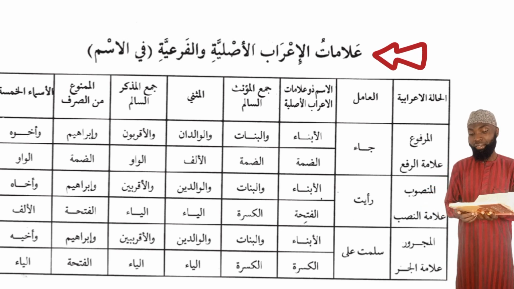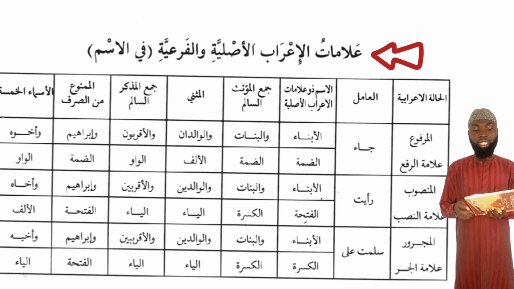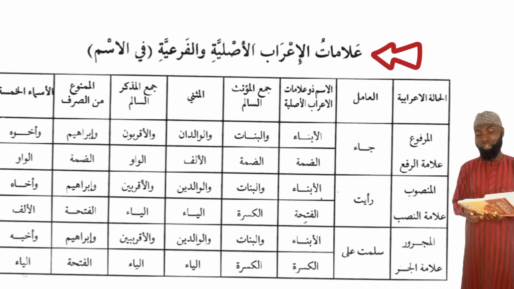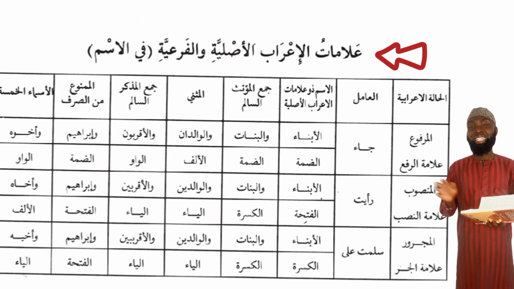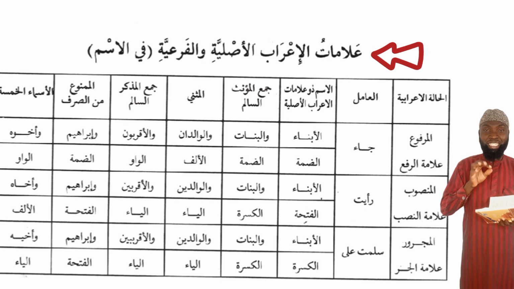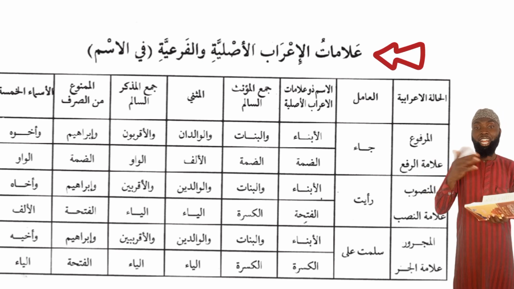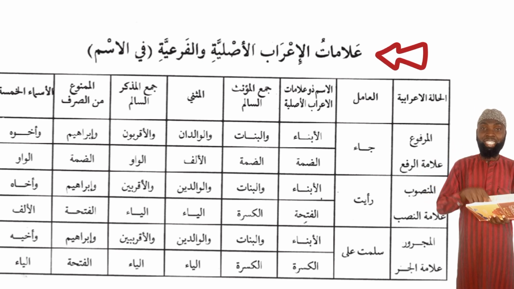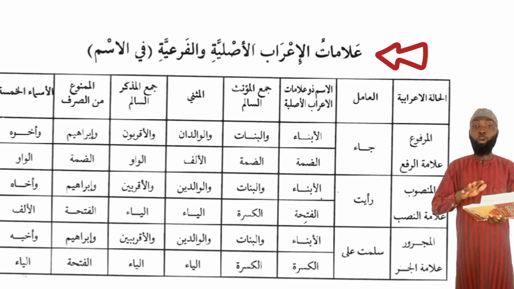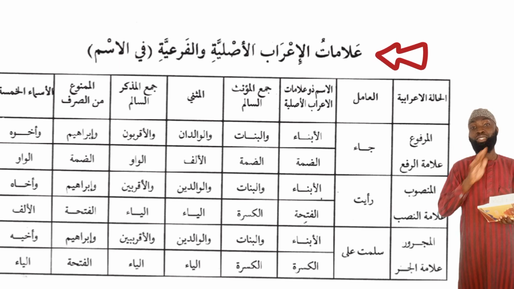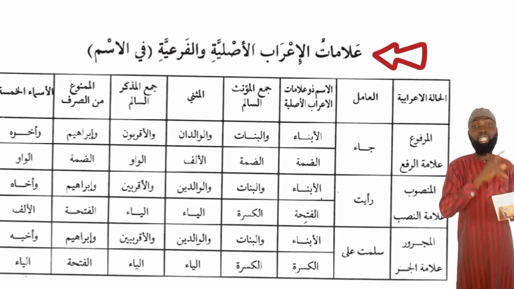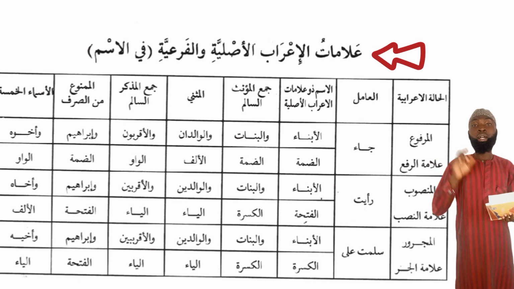You can see the table, it says alamatul i'rab al-asliya wal far'iyya fil ism, the signs of declension, the signs of Dhamma, Fatha, Kisra, al-asliya, which are the primary, wal far'iyya, and those which are the secondary. We said there are two types of i'rab signs.